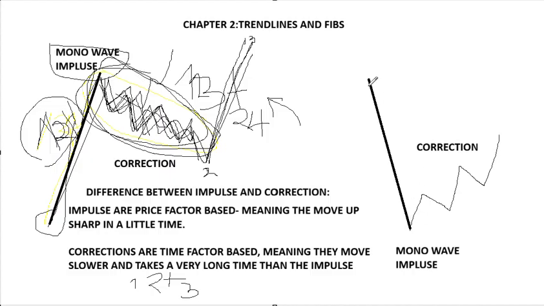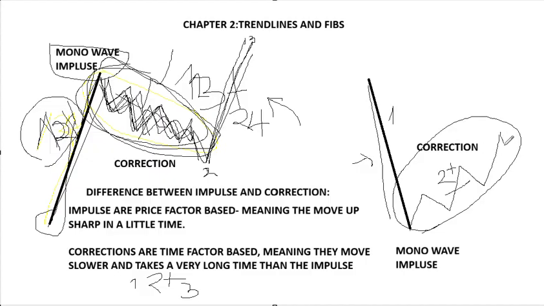So basically, we want this move down to be sharp and fast. It should take a smaller time compared to this correction here. So if this was also 1 day, we expect this to be 2 days plus. It could be a week, it could be 7 days, it could be 10 days, it could be 15 days. As long as it takes longer, then we should be looking for another push to the downside. And this is usually our trend. All right.